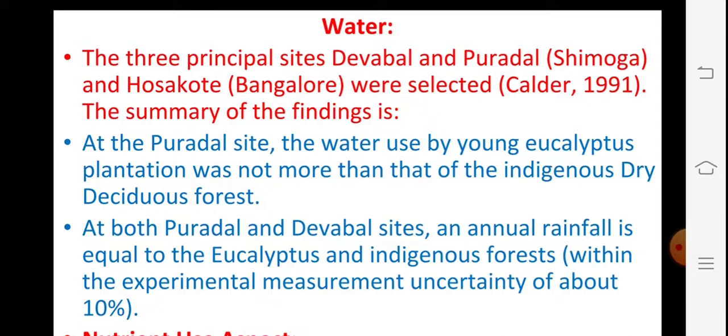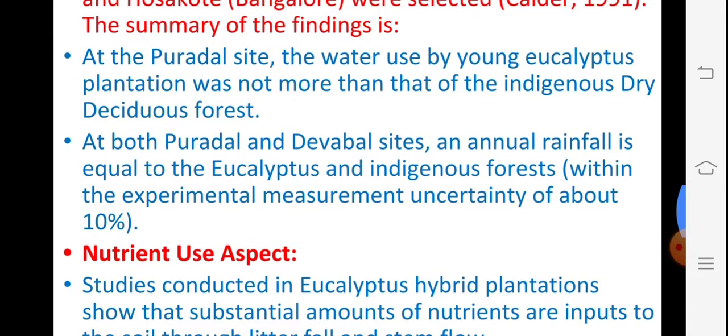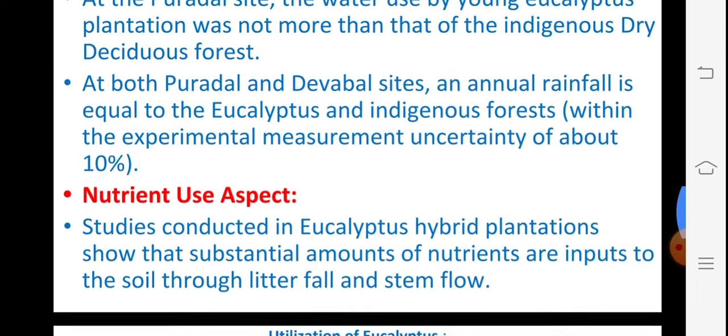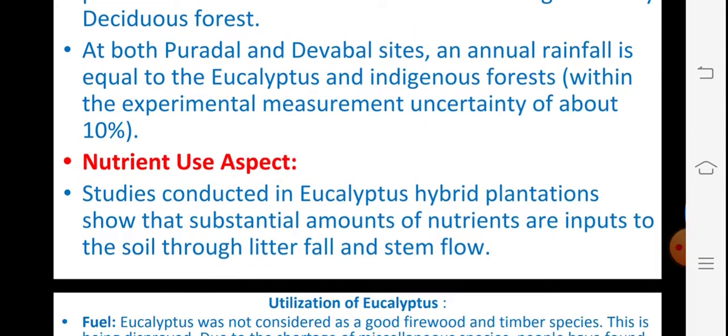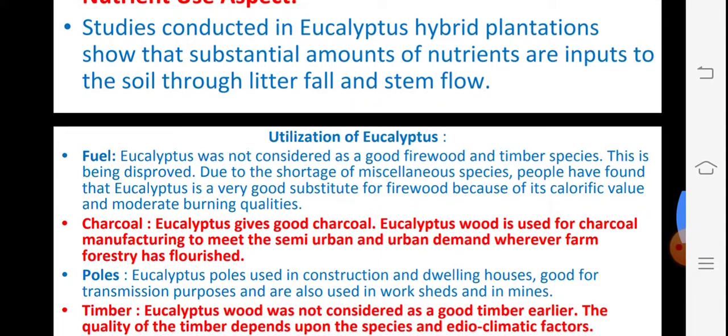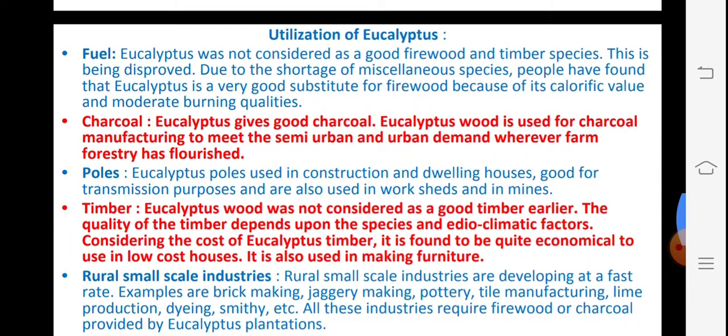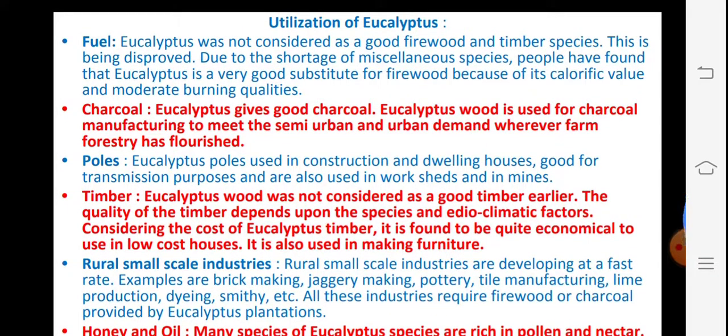So the young eucalyptus is used as an indigenous or deciduous tree. So leaf fall is there. These trees are called deciduous trees. Nutrients are generally added into the soil. Then eucalyptus is utilized for different purposes, as a fuel. Then secondly, for the preparation of charcoal, because the production is more.